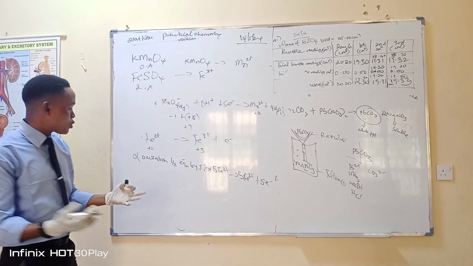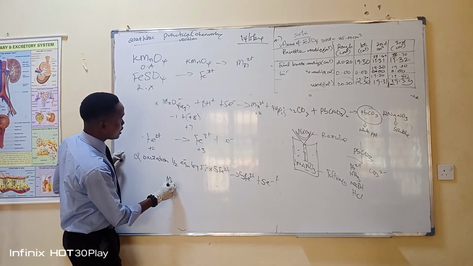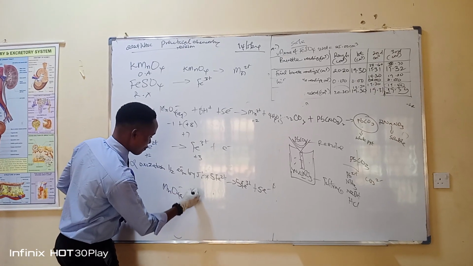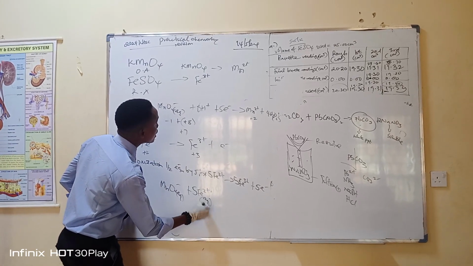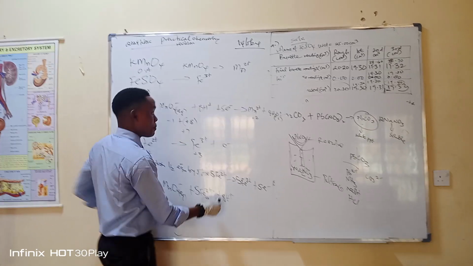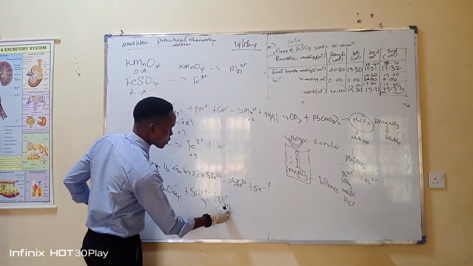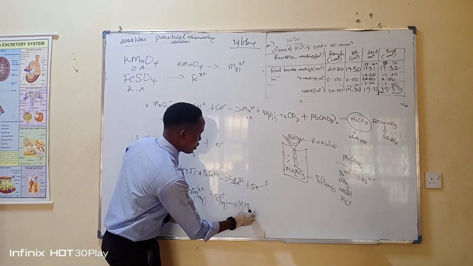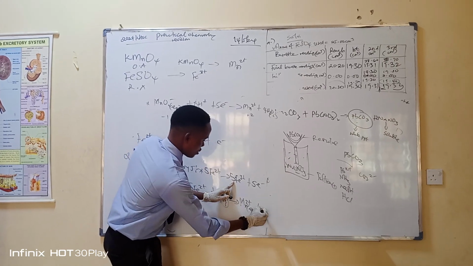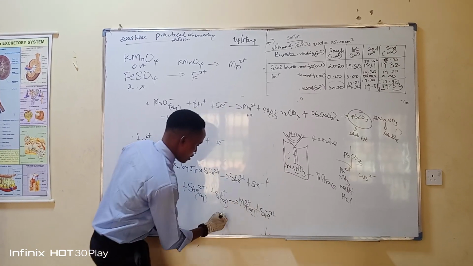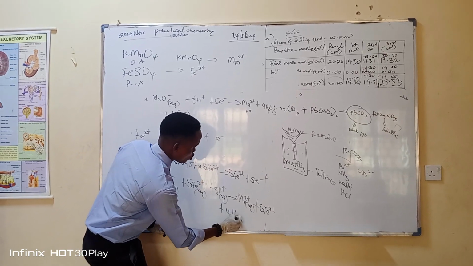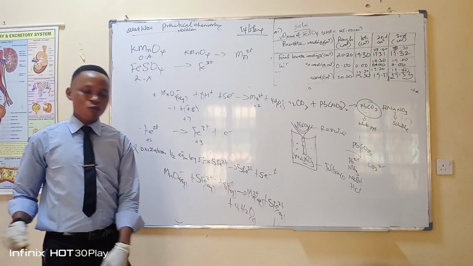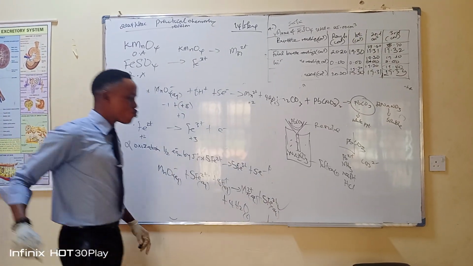To have an overall balanced equation, which will give you MnO4 minus in aqueous state, plus 5Fe2 plus in aqueous state, plus the hydrogen ions. Remember, this reaction is in acidic medium. Then you have your manganate 2 ion, plus 5Fe3 plus, plus 4H2O in liquid state, aqueous state. So that's the balanced chemical equation, and hopefully, by the grace of God, on Thursday this is the equation of reaction that will be given.